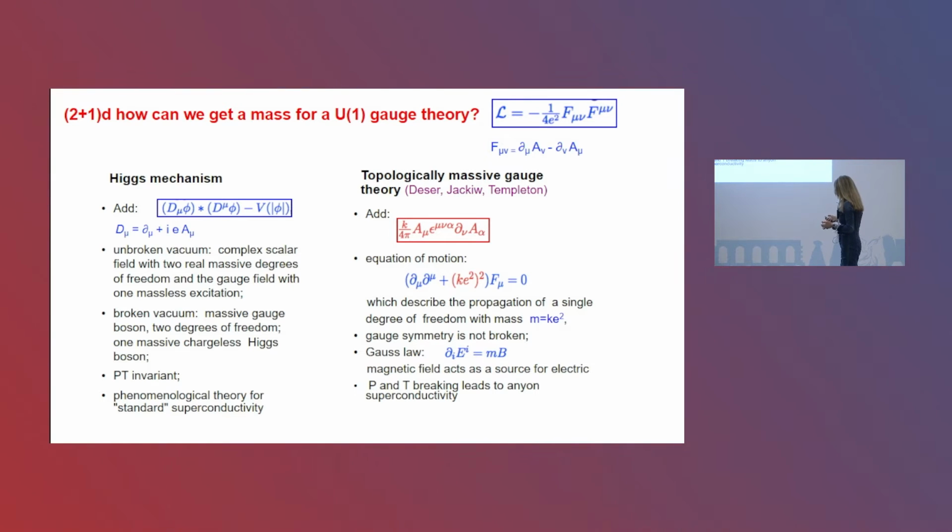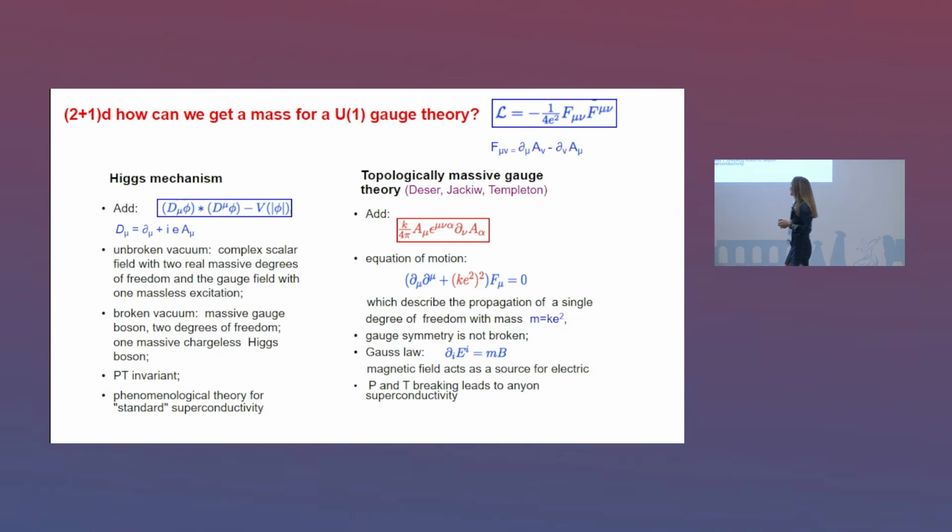Now let's see in a little bit more detail how this mechanism of mass generation, which is crucial to obtain the screening of the gauge field, works. Let's start from 2+1 dimensions, and let's consider the usual Maxwell action, F mu nu, F mu nu. We all know that we can give mass to this gauge field through the Higgs mechanism. I can add this term with the covariant derivative, and I have 2 possibilities.